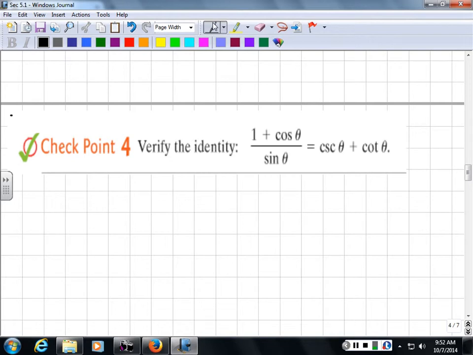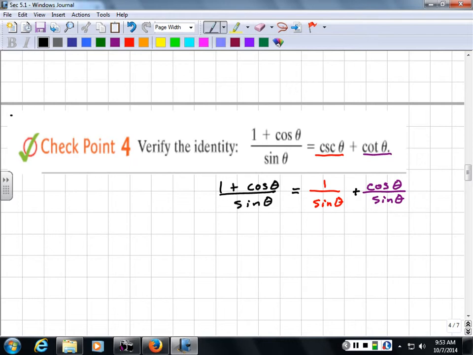I have cotangent theta plus cosecant theta. Okay, so we'll start on the right. Cotangent of theta, we're going to let that be cosine theta over sine theta. Plus, since I've started on the right, I have to look at cosecant of theta. What's cosecant of theta equal to? Okay, 1 over sine of theta. And I'm saying that that is equal to (1 plus cosine theta) over sine theta.